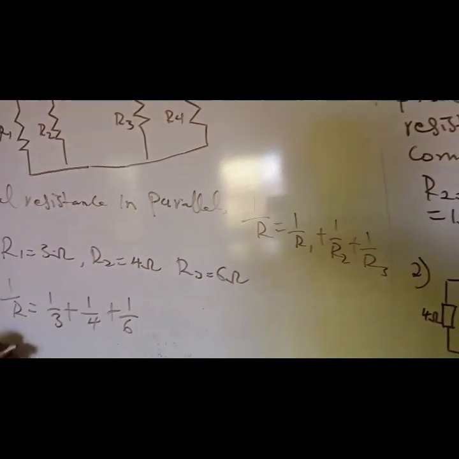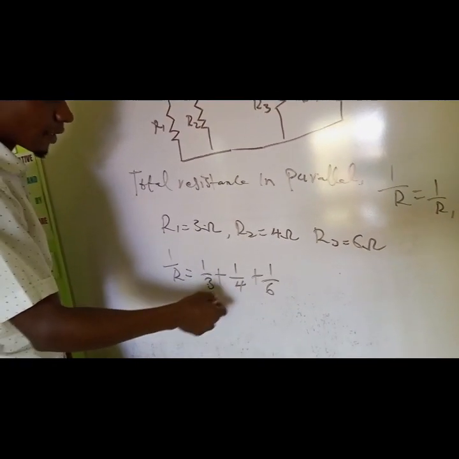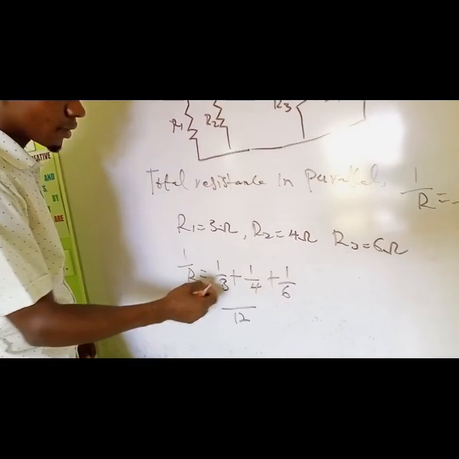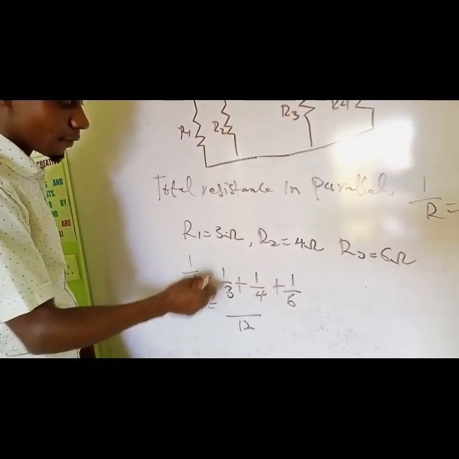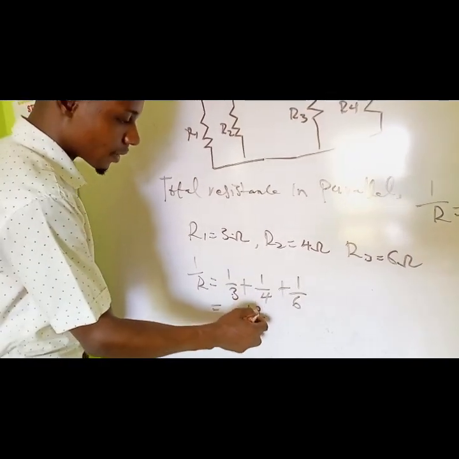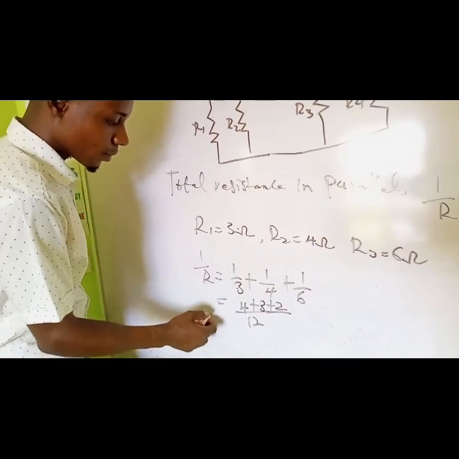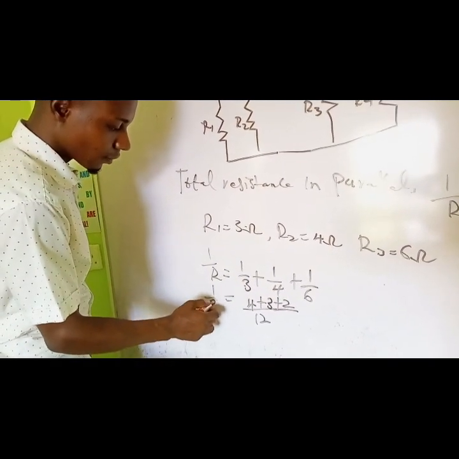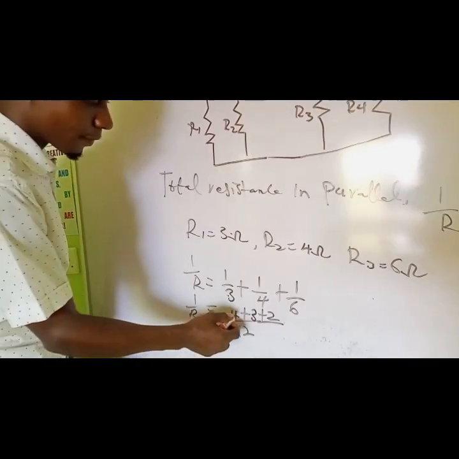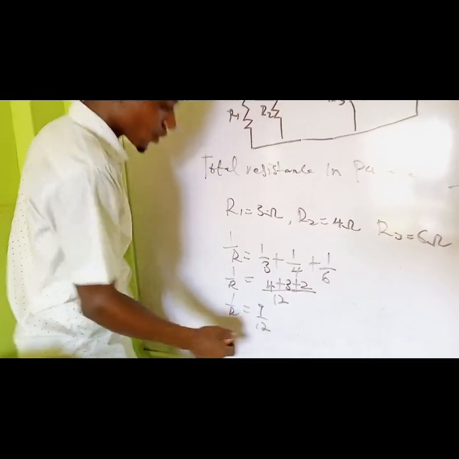So if you look at this now, we are going to solve the resulting fraction. The LCM of 3, 4, and 6 is going to be 12. So 12 divided by 3, we have 4. 4 times 1 is 4. Plus 12 divided by 4, we have 3. 3 times 1 is 3. Plus 12 divided by 6 is 2. 2 times 1 is what? 2. So if we continue from here, we have that 4 plus 3 is 7. 7 plus 2 is what? 9. So we have 9 over 12.